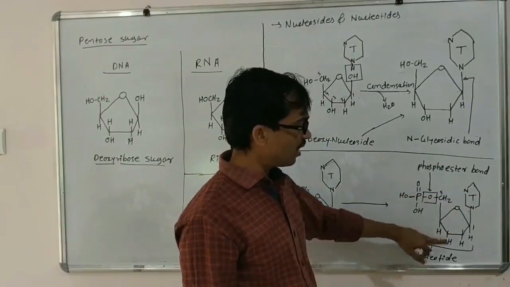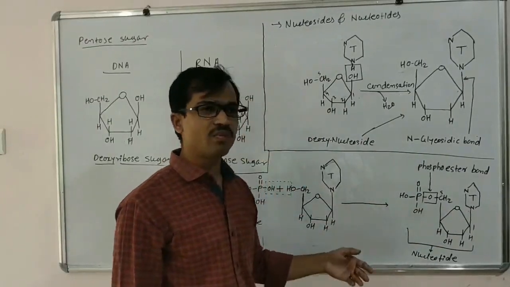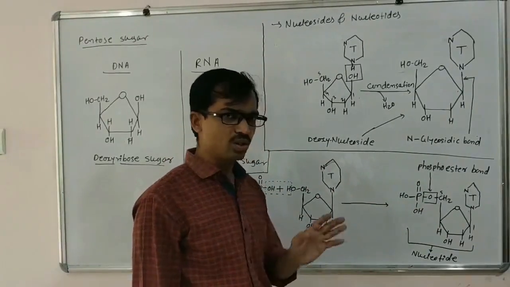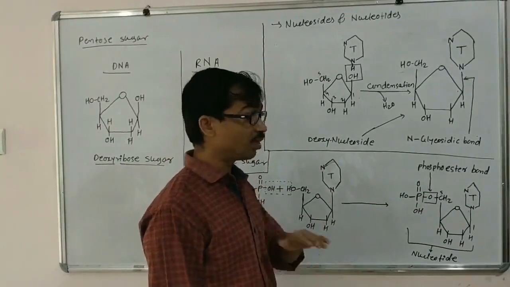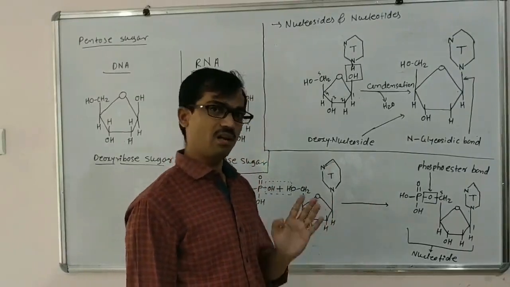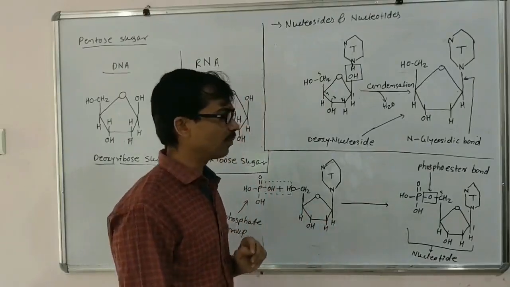And in the RNA, the pentose sugar will be ribose, and in that case, the nucleotides will be referred to as uridylic acid, adenylic acid. No deoxy word will be used in that case, and there will be no thymidylic acid because uracil is present in the RNA instead of thymine. Thymine is never present in the RNA.